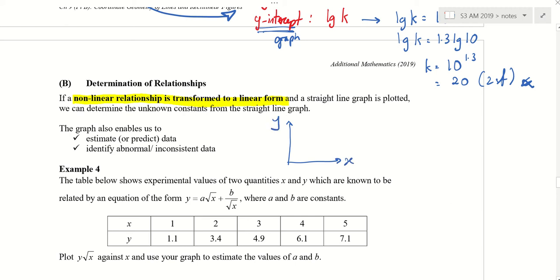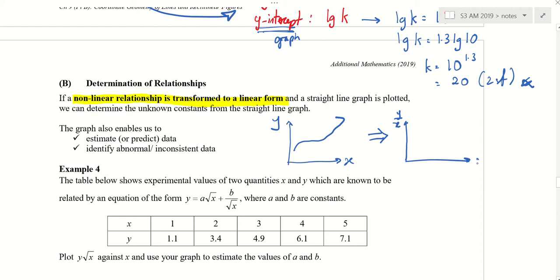Now, all experimental values, if you go and conduct an experiment in science, in geography, history also can, you realize that this probably will be a real curve because of the data that you collect. But then after that, what you can do is you can transform it into a straight line.